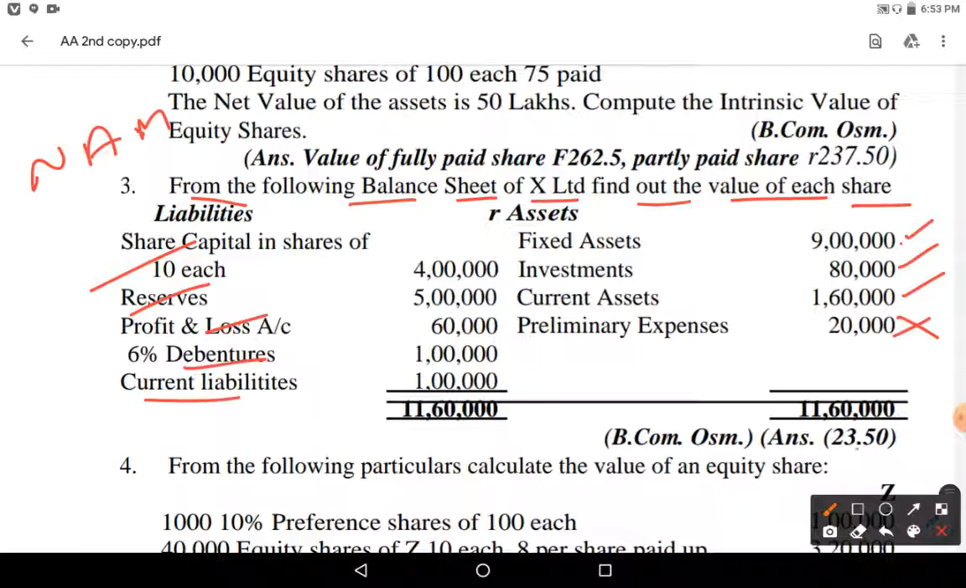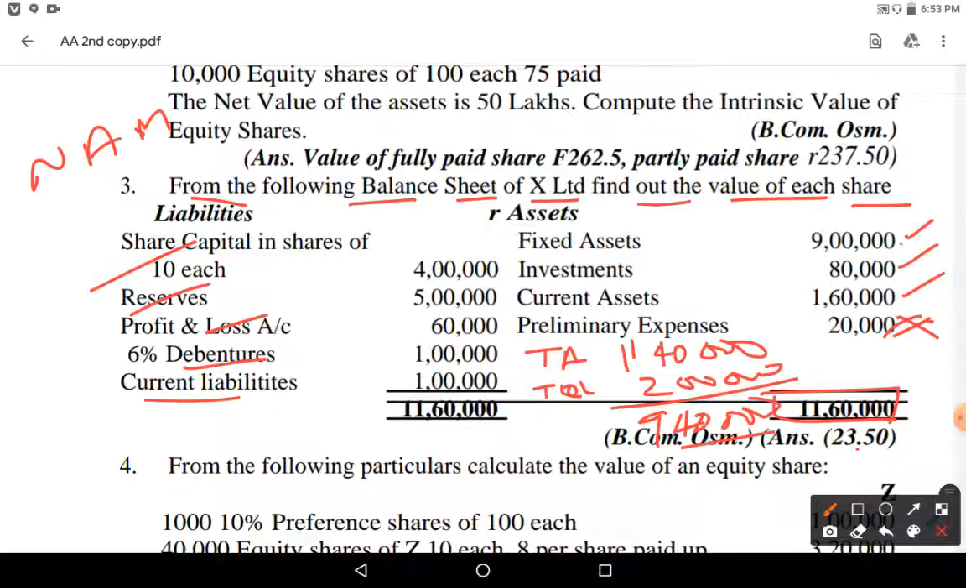So total assets is how much? Total assets 11,60,000, but we should not consider this 20,000. So your total assets equals 11,40,000. From that, subtract outside liabilities, total outside liabilities, which is 2 lakhs. So you will get 11 minus 2, that is 9,40,000.